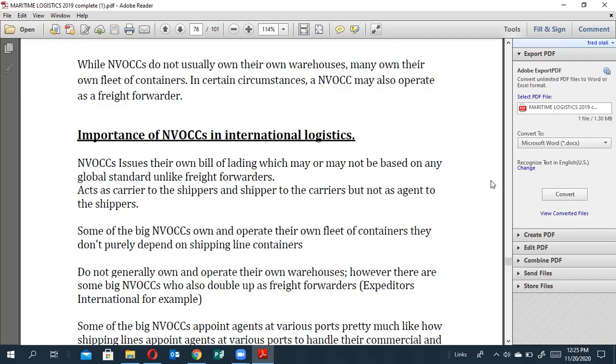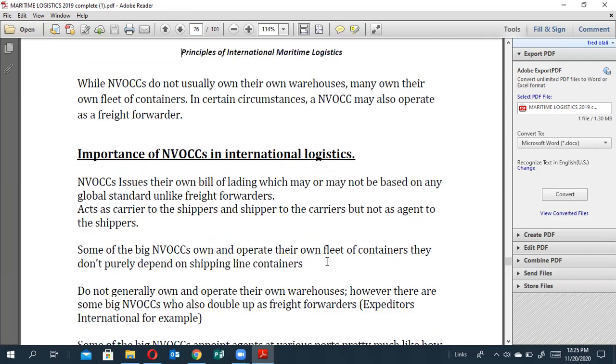Some of the big NVOCCs own and operate their own fleet of containers. They don't purely depend on shipping line containers. They do not generally own and operate their own warehouses. However, there are some big NVOCCs who also double up as freight forwarders. So sometimes they can also act as freight forwarders.